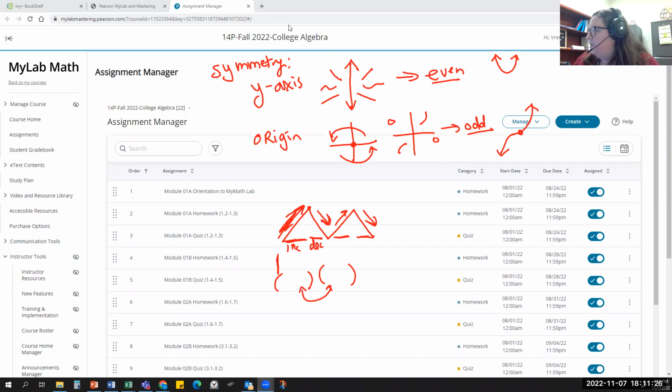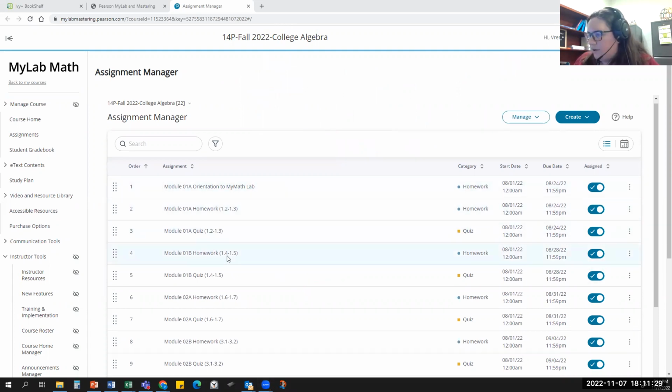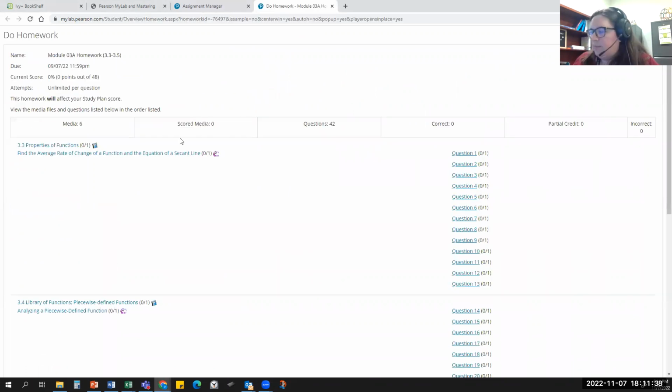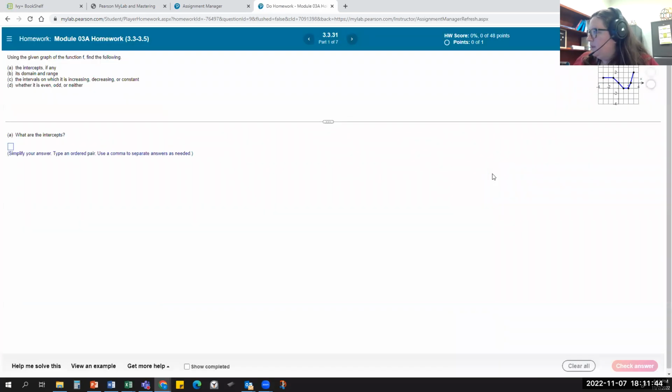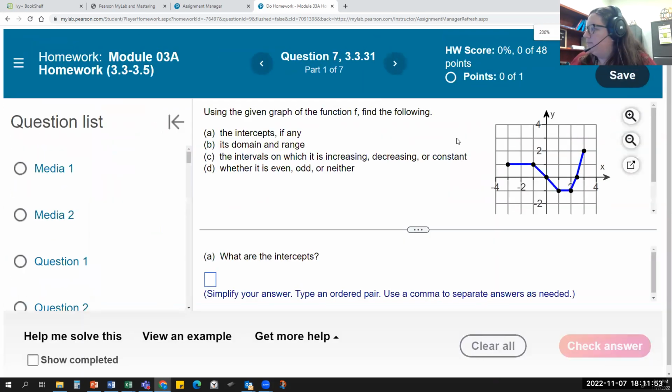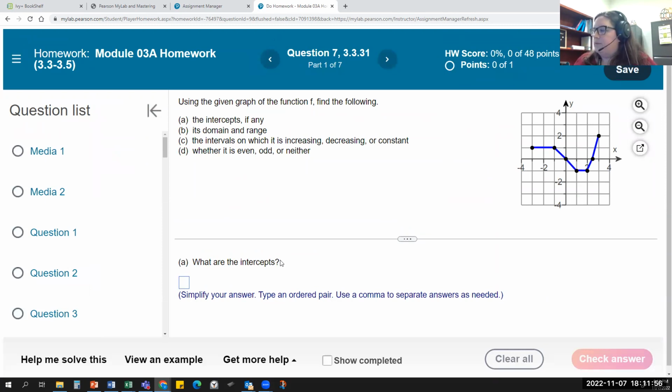So I'm going to look at an example of both of these topics. I'm going to bring up the module 3A homework, and I am looking at number 7. I'm mainly just going to look at part C. I'm going to zoom in on this graph here. I'm going to think left to right, and I look at the first piece of the graph here, and that's constant. It's a horizontal line.